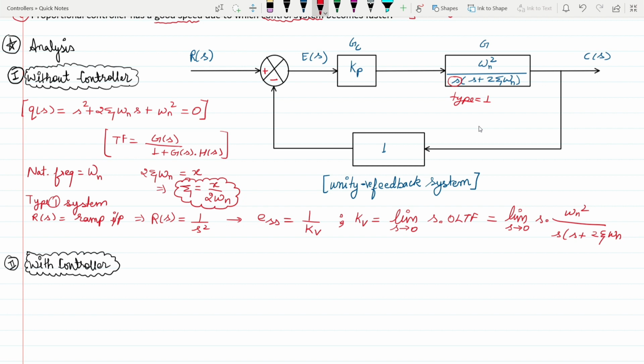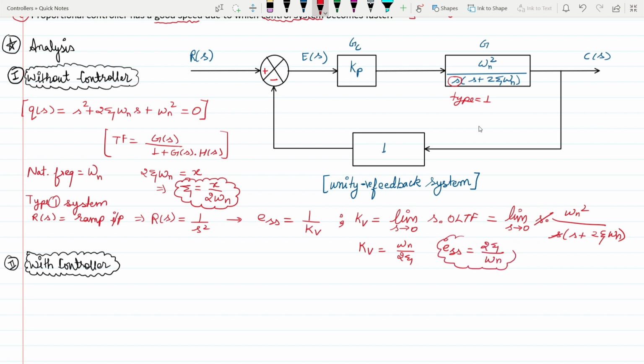Okay, so when you solve this limit, this cancels, and when you put the limit, the kV value will be omega n divided by 2 zeta. So this implies the steady state error equals 2 zeta divided by omega n.